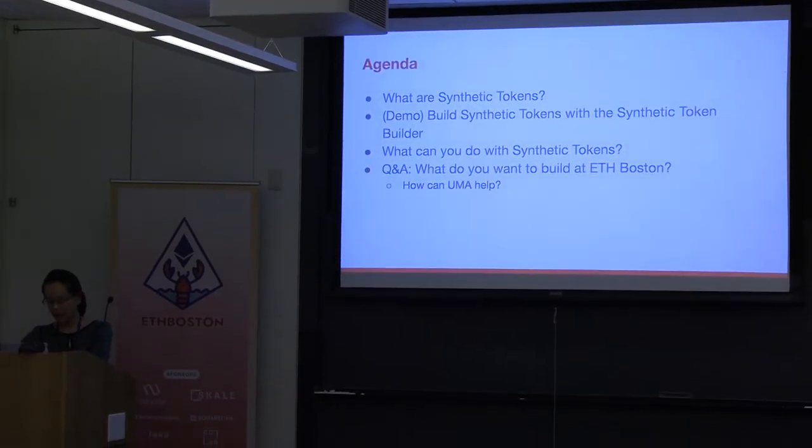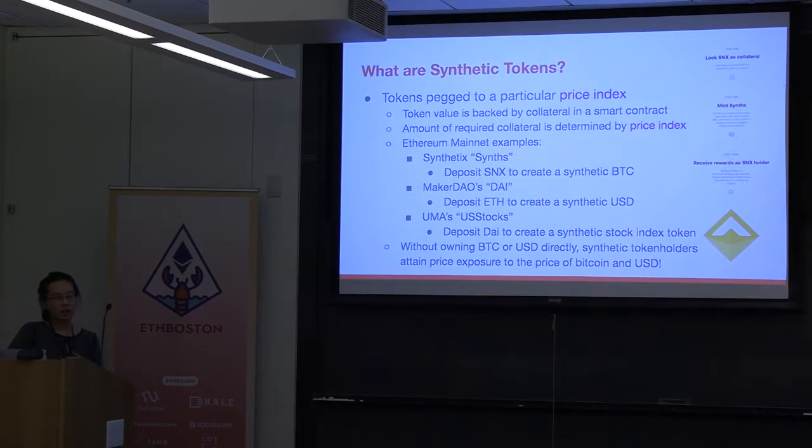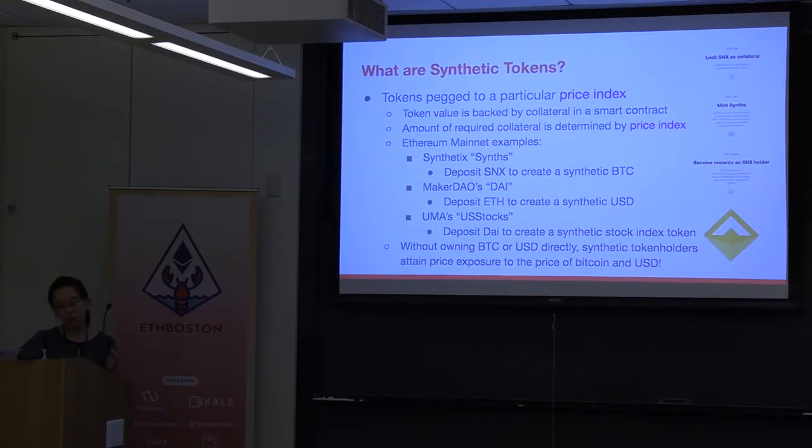So let's get started. What are synthetic tokens? They're a general class of types of tokens, right? So they're anything that's pegged to a particular price index. An example of this is MakerDAO's DAI. I think that's a great example, actually, where someone has deposited ETH to create synthetic USD that's backed by a portion of that ETH, right? So what you've created is synthetic USD tokens backed by ETH, in fact, over-collateralized by ETH, but all you've said is that each of those DAI is supposed to be pegged to a price index, and that's the price index of USD.